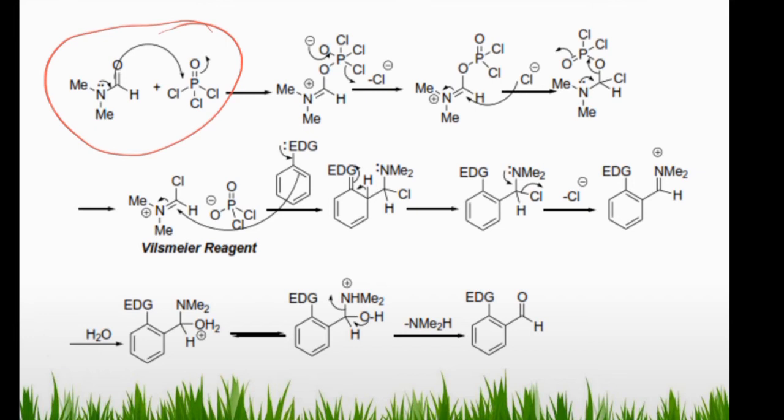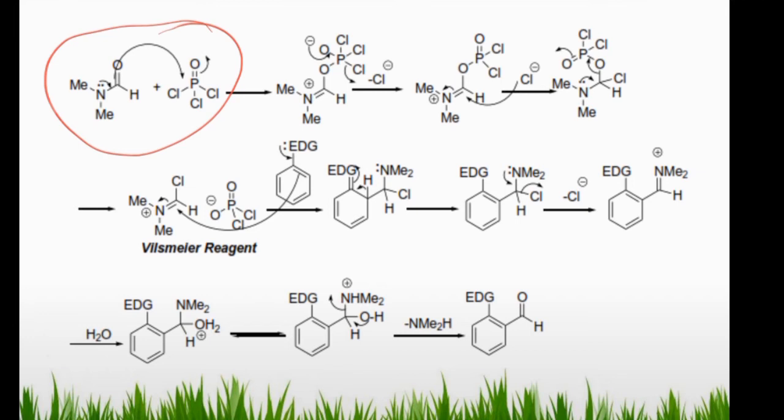This method is particularly useful because it works well with Me2NCHO, that is dimethylformamide, to add a formyl group, that is the CHO group. This is difficult to do with the conventional Friedel-Crafts reaction.